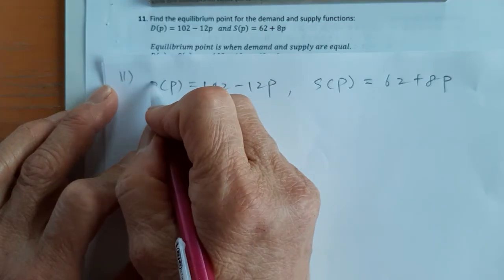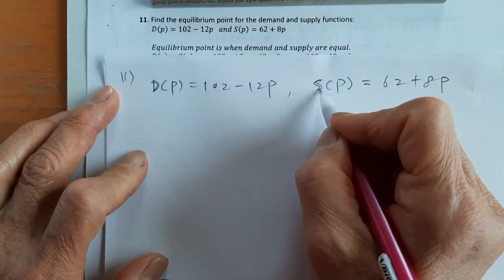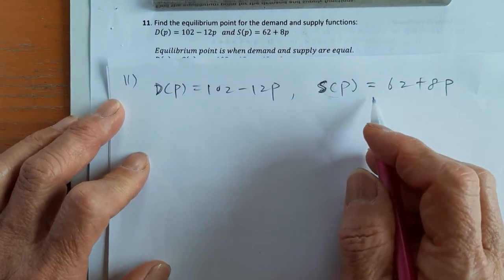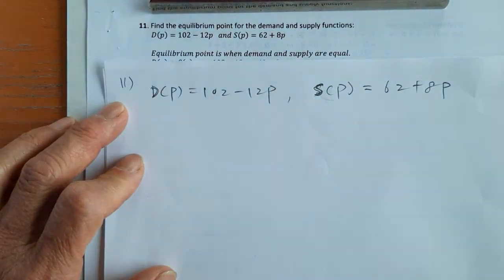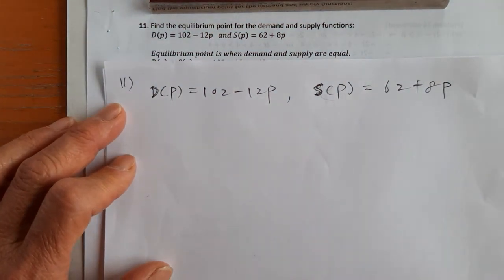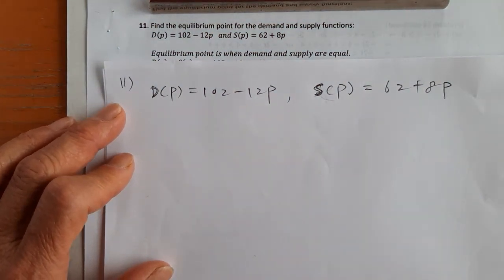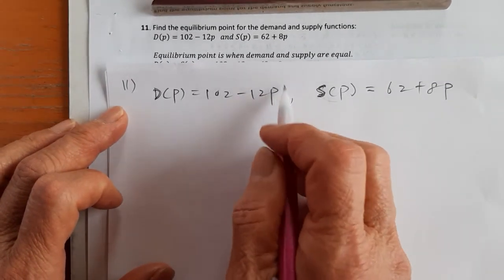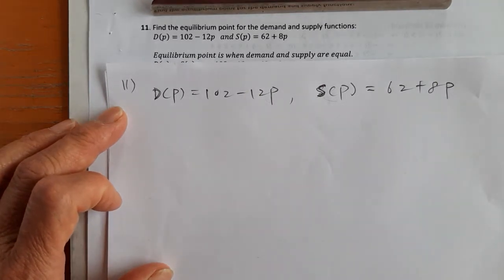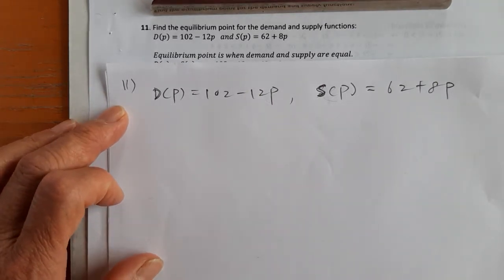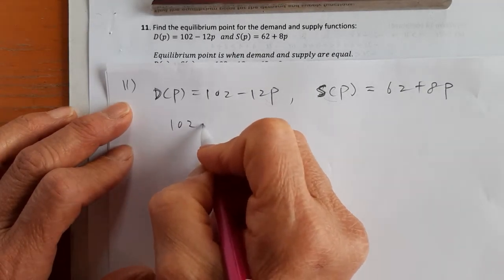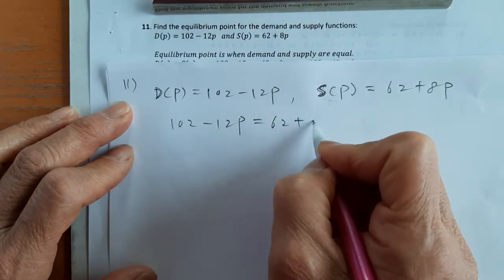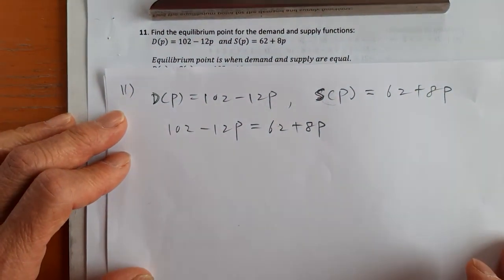Demand is how many units, how many items. When the demand and the supply items are equal, that's what we call the equilibrium point. It asks what the price per unit is when demand and supply are equal. So we let demand 102 minus 12p equal supply 62 plus 8p and solve for p.